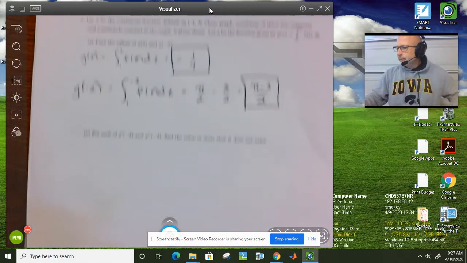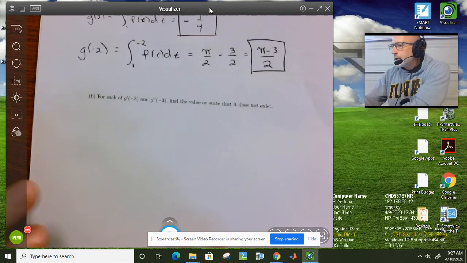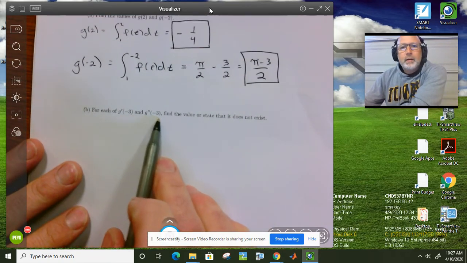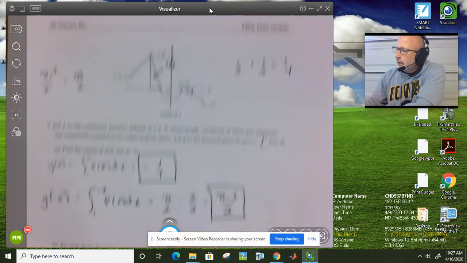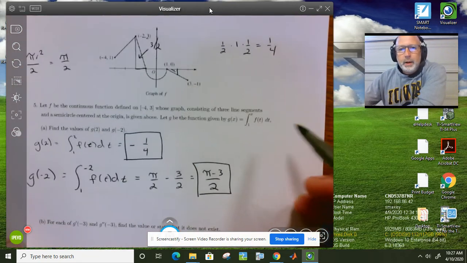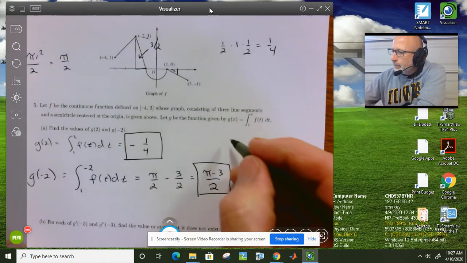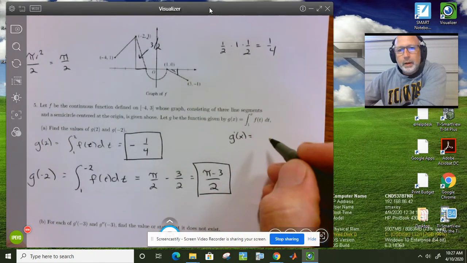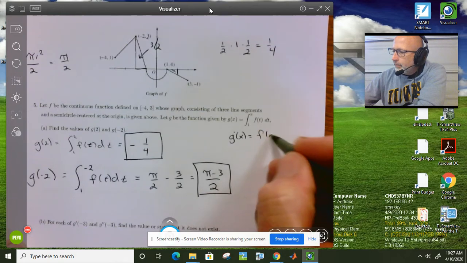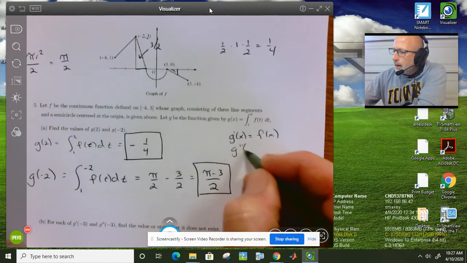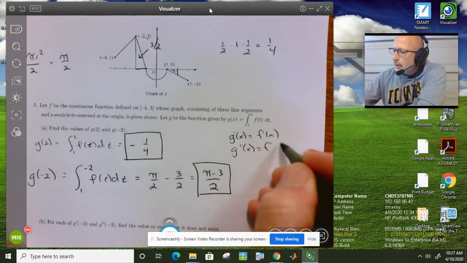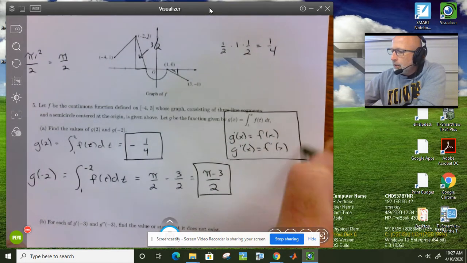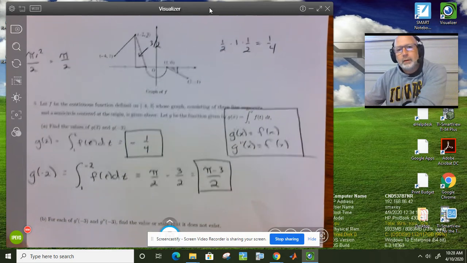Okay, next question. B. For each of g prime of -3 and g double prime of -3, find the value or state why it doesn't exist. Okay, so let's go back up here. I'm going to make my toolbox that I talked about before. So g prime of x, by the second fundamental theorem of calculus, is simply equal to f of x. And then g double prime of x is equal to f prime of x. Okay, that's my toolbox. Those are the tools I'm going to use to solve this problem.